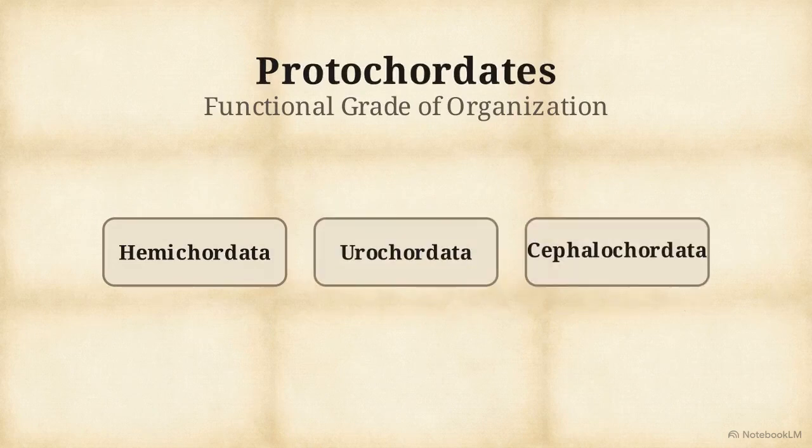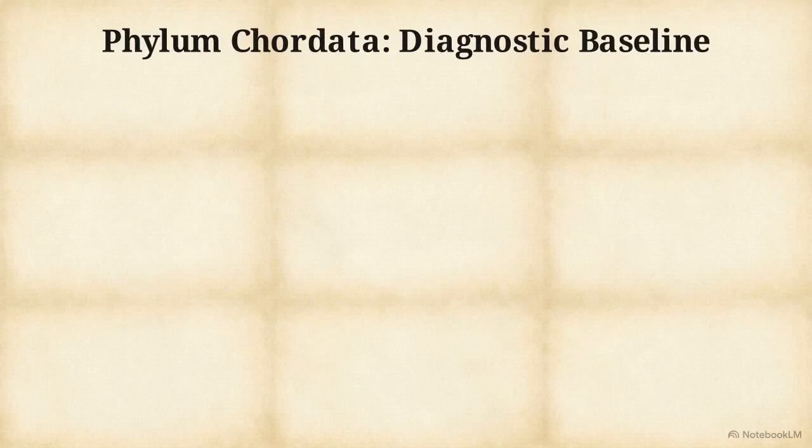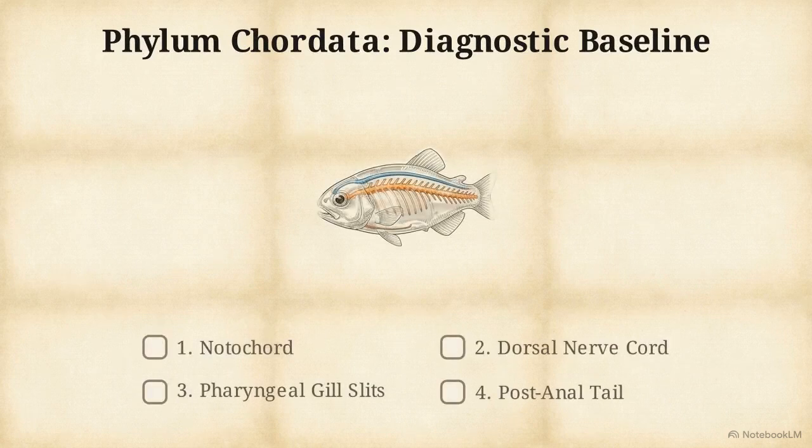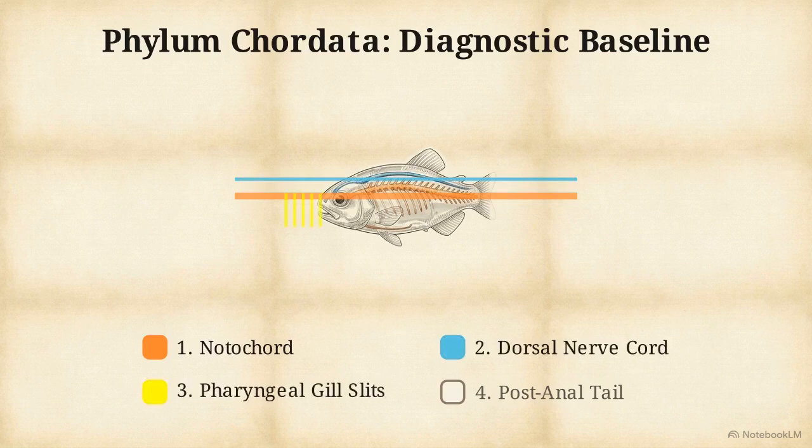Before analyzing these specific groups, we must establish the strict diagnostic baseline. To be classified within the phylum Chordata, an organism must possess 4 specific anatomical traits at some stage of its life cycle. These include a notochord, a flexible, rod-like structure providing skeletal support, and a dorsal tubular nerve cord situated directly above it. The final 2 requirements are pharyngeal gill-slits, used for filter feeding or gas exchange, and a muscular post-anal tail extending beyond the digestive tract.